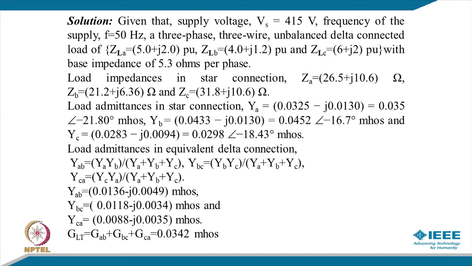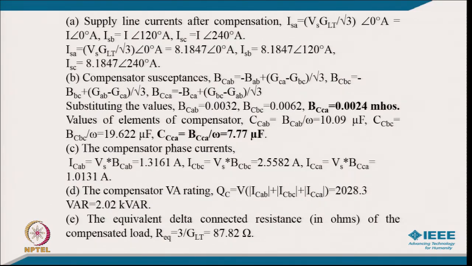We can find the load admittance in equivalent delta connection by converting star to delta connection using these formulas, and we get these three mho values for the line admittances. From this we can find the conductance of all three lines, which comes to 0.0342 mho after load balancing. We can find the line current after compensation, that is ISA equals Vs into GLT by root 3, and all three will be balanced. Putting in the values of Vs and GLT by root 3, it comes to 8.1847 at the angle of 0.